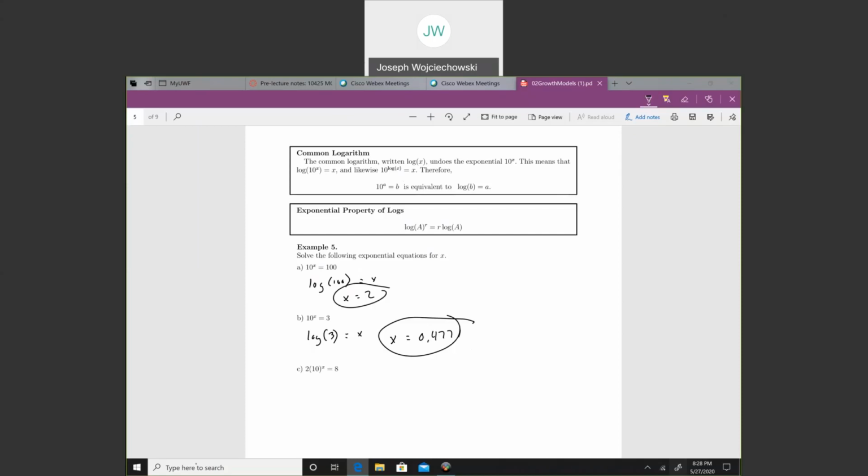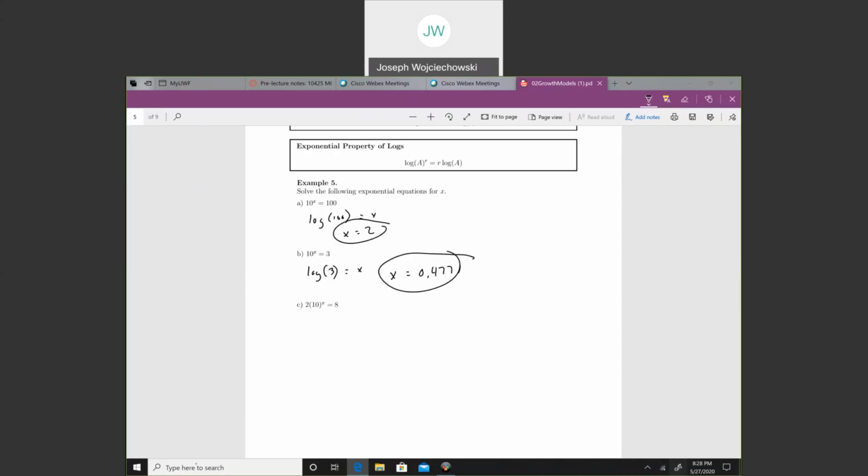Okay, now this next one, I have 2 times 10 to the x equals 8. So first, divide by 2, so I get 10 to the x is equal to 4. So the log of 4 equals x, and we get x equals 0.6021, rounded to 4 places. Practice these, make sure you can do this.